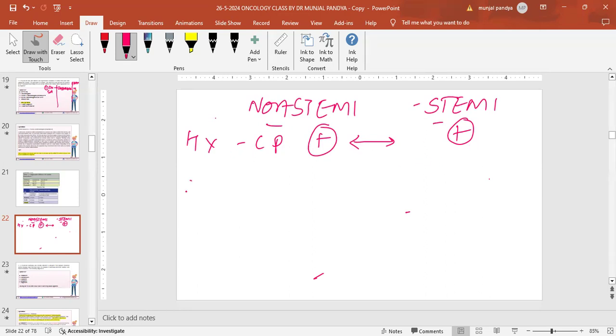So STEMI and non-STEMI is a diagnosis by ECG. This is P, this is Q, this is R, this is S, and this is T wave. This is normal basically, right?